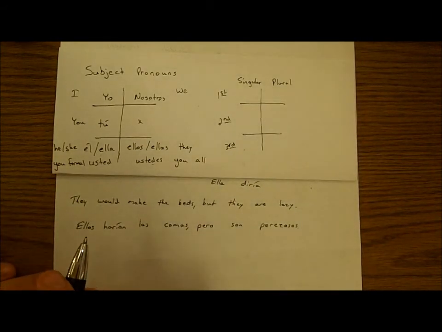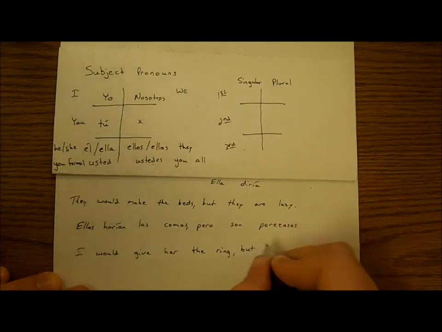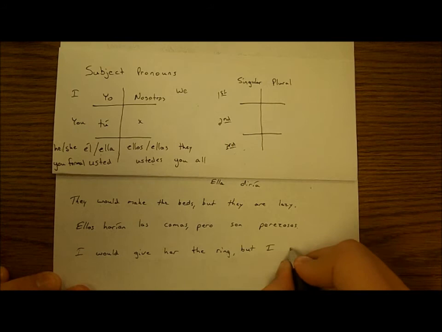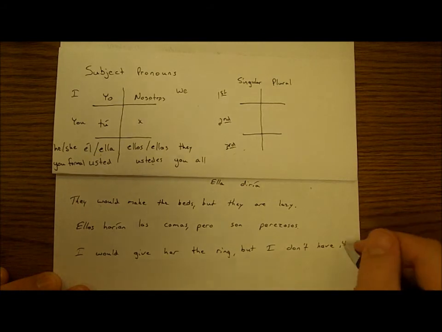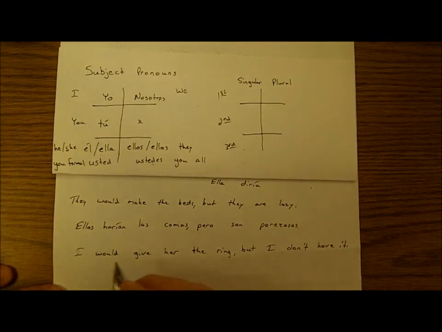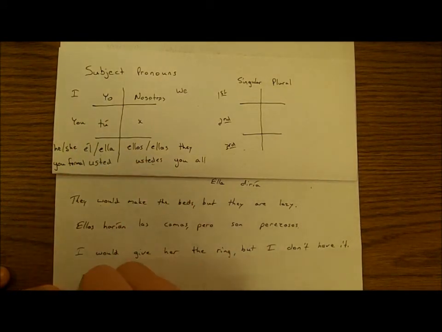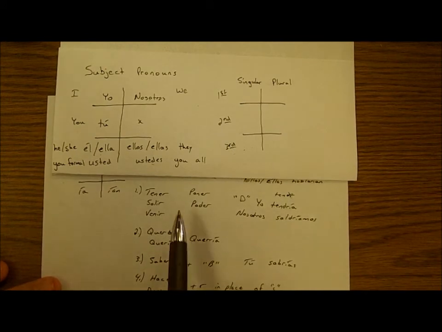Okay, the next sentence that we want to do is I would give her the ring, and here comes our excuse, but I don't have it. So, first off, we're going to need I, which we know up here from our subject pronouns is yo. The verb give comes from dar. So we need to figure out, first of all, is it irregular?